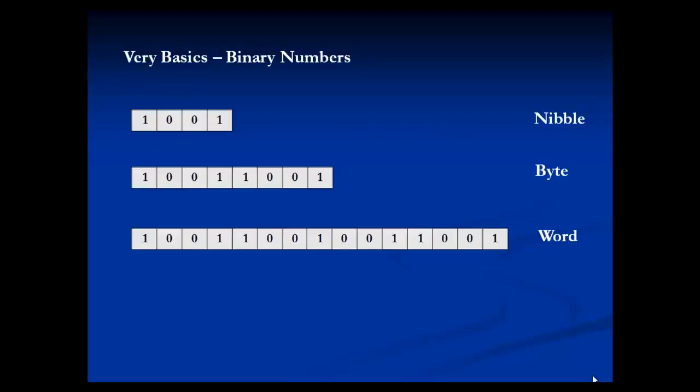Now to start with the very basics, let us first try to understand what a byte is, what a word is, and what a nibble is. One bit here is 1, 0 is another bit. So 4 bits is called a nibble, 8 bits is called a byte, and 2 bytes is called a word.